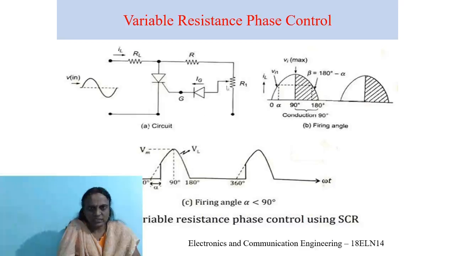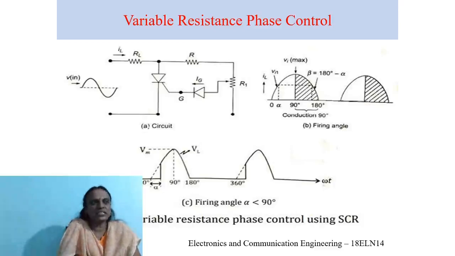So by simply adjusting the triggering time on the positive half cycle of an AC voltage, we can get a variable DC output. This method is called phase control, and alpha is called the firing angle. The time at which it is triggered is called the firing angle.